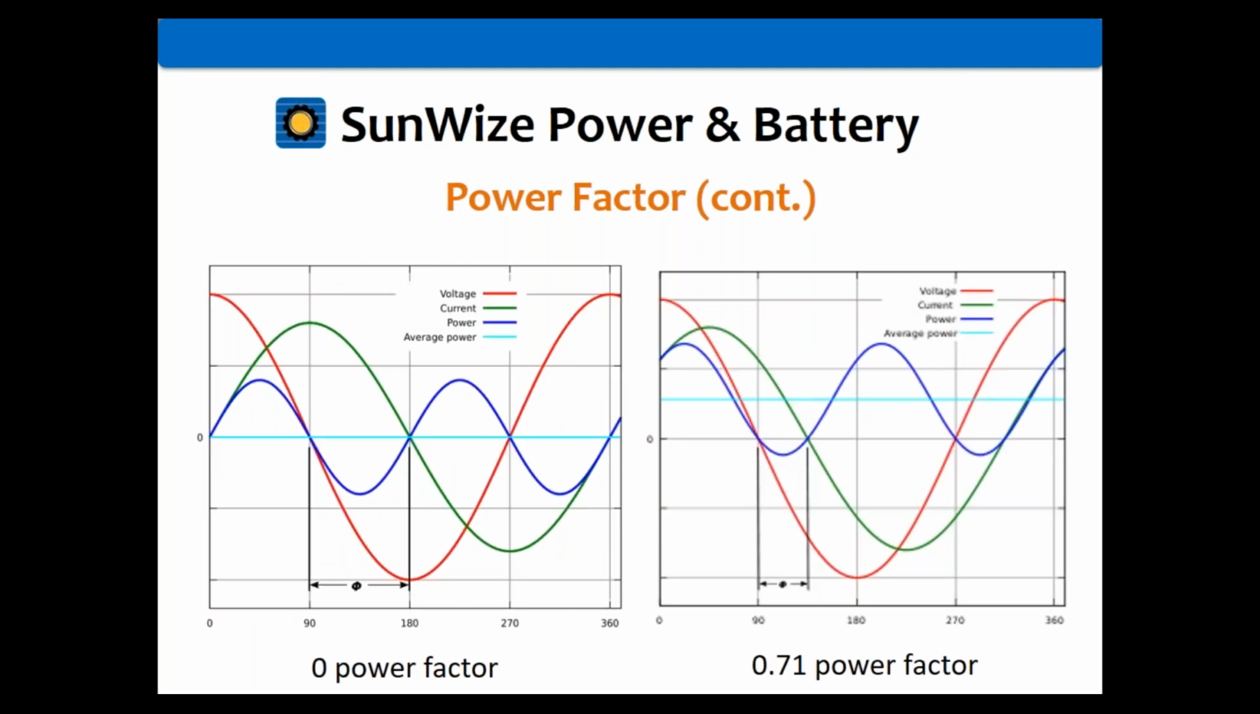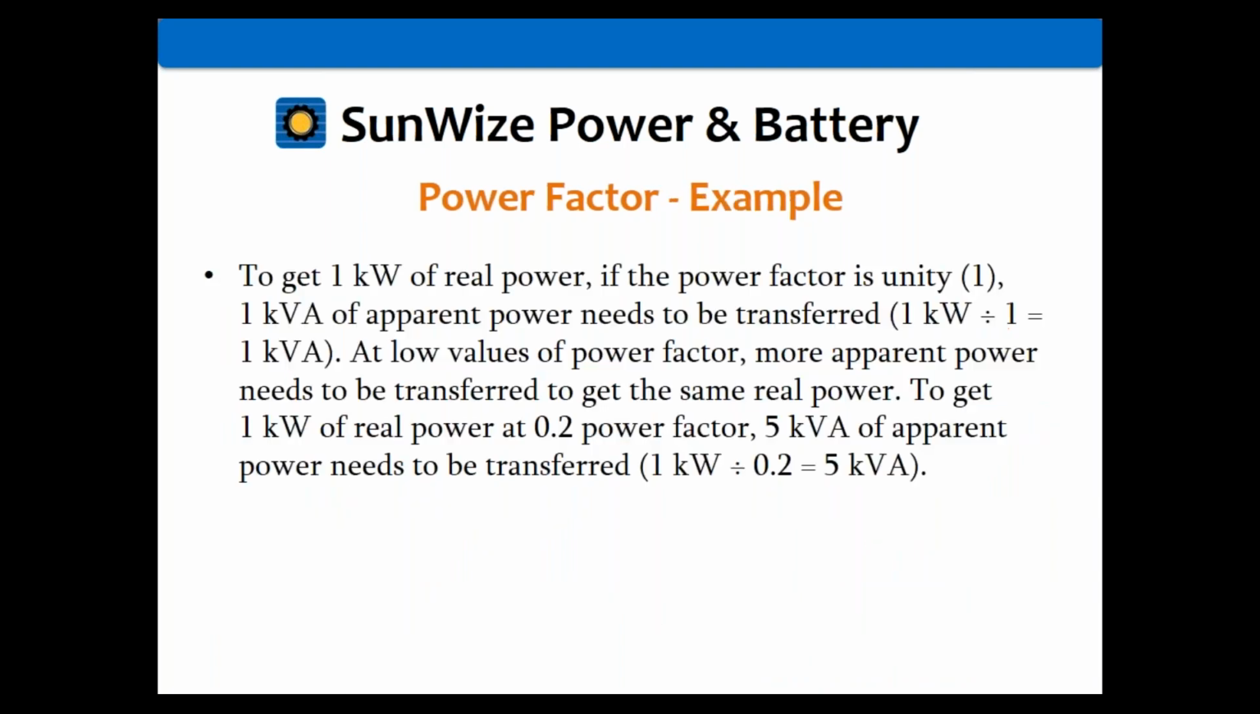Okay, so here's another diagram of ones that are completely out of phase with each other, giving you a power factor of 0, which is absolutely horrible. And another one that's just a little bit out of phase, which is giving you a power factor of 0.71. Okay, so what does this actually mean and why should I care?